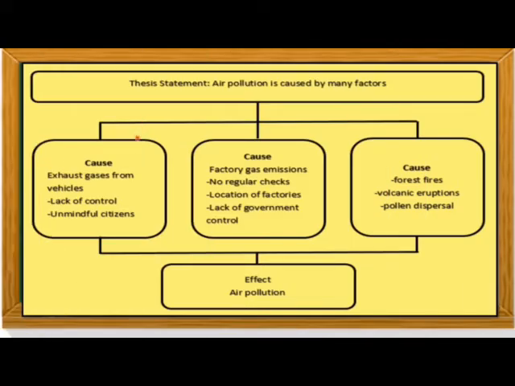And this one is another example of a graphic organizer for cause and effect. So if you are going to write a cause and effect relationship paragraph, you are going to use this also. This is the title or the topic sentence. This is the statement: Air pollution is caused by many factors. So you're going to write the causes here in the 3 boxes and your effect below.